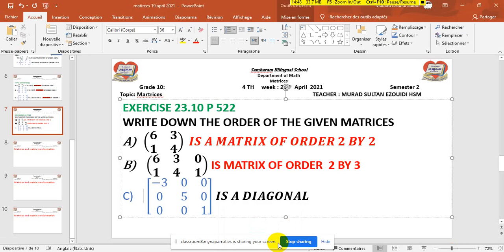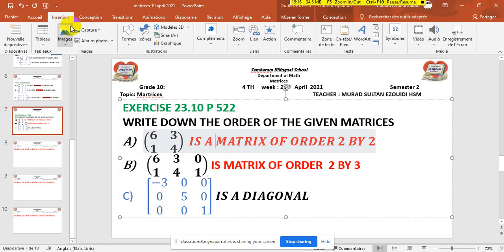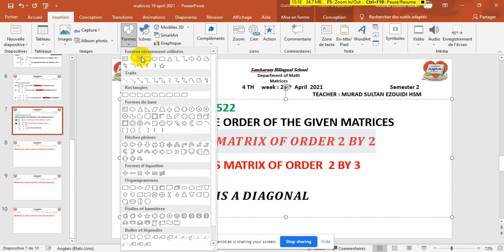So sub question A: the matrix 6 3 1 4 is a matrix of order 2 by 2. Why? Simply because we have 2 rows and 2 columns. So between parentheses you can write that it's a square matrix. The second one is not a square matrix. Why, my daughter? Simply because the number of rows is not equal to the number of columns.